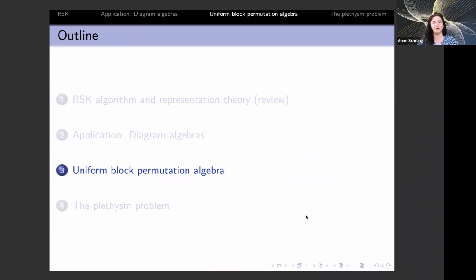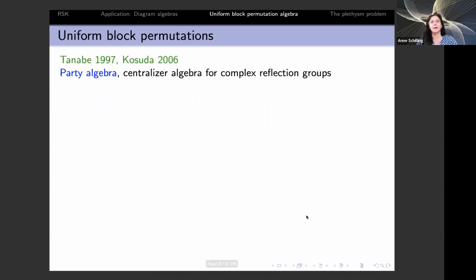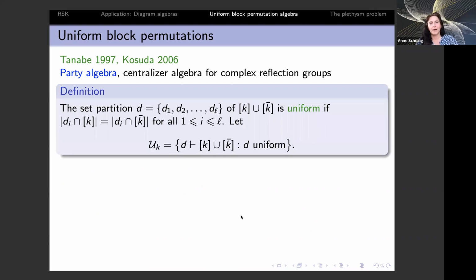So first I need to explain to you what the uniform block permutation algebra is. And this is related to the partition algebra, which was introduced by Tanabe and Kosuda, and they are centralizer algebras for complex reflection groups. And here's now the definition. The reason why we call them uniform block permutations is because we are going to require that the number of barred letters and the number of unbarred letters in every block is the same. So that's this condition that I'm giving here.